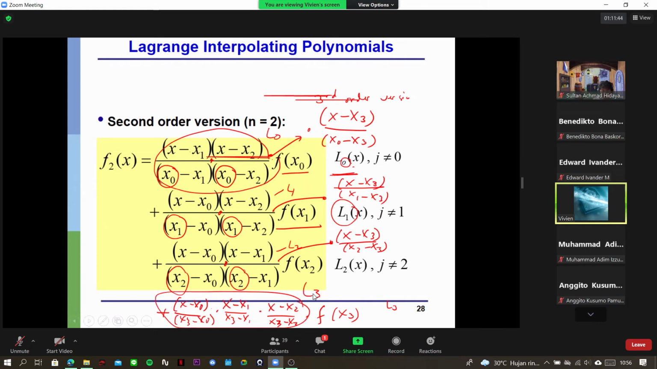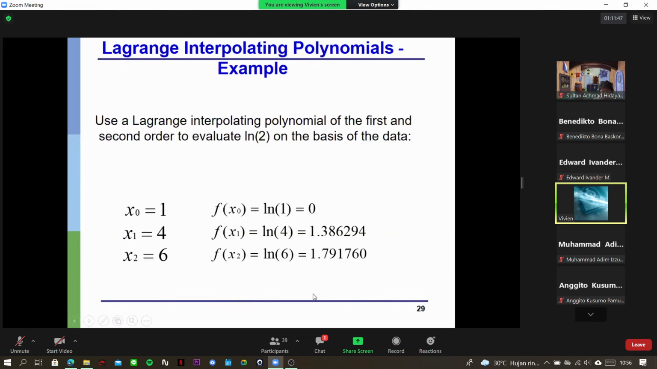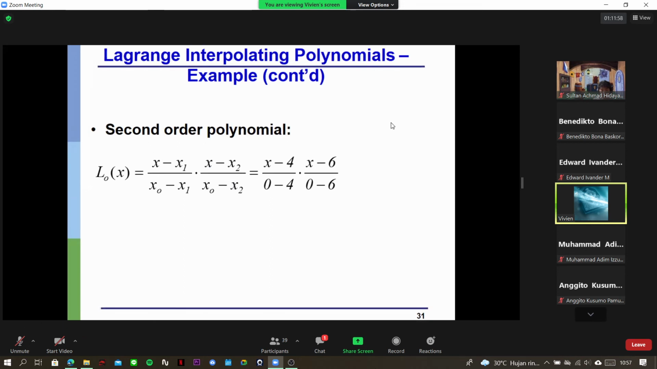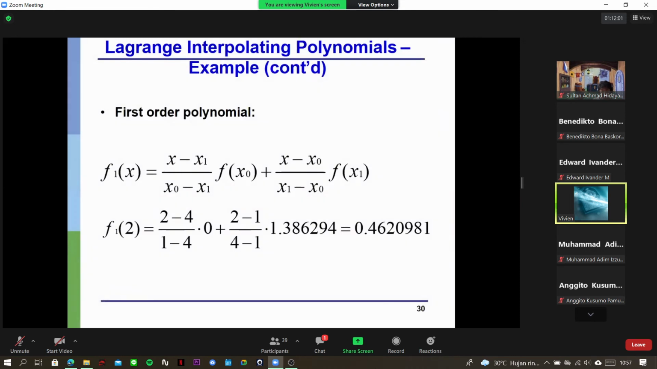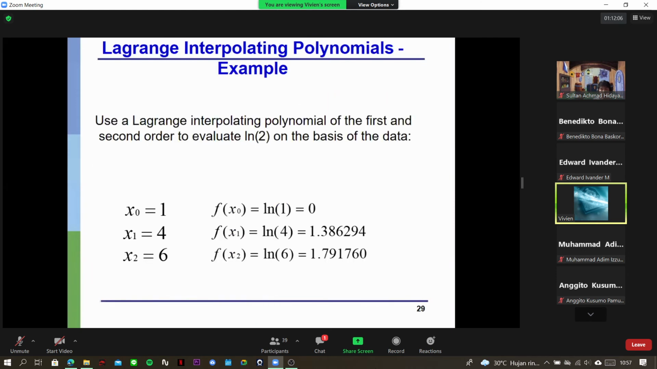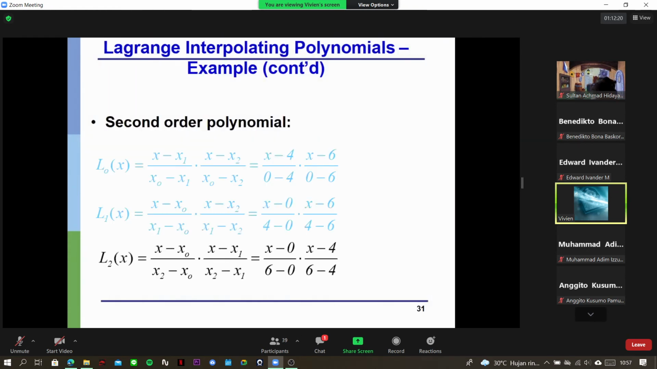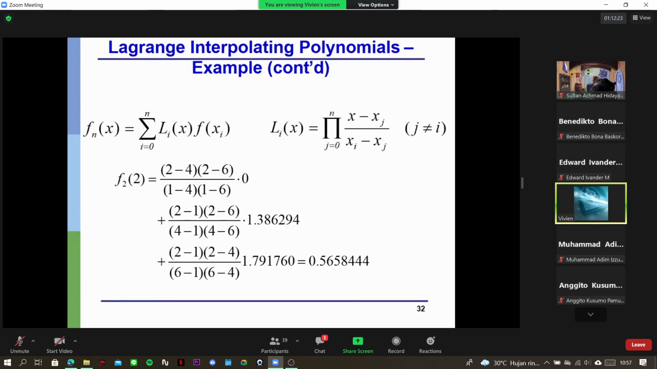So you see the pattern, yeah? And you can read the example here. My battery is already critical, so it's only a few minutes, and for the rest of the time the class will be very short. I think I have uploaded this in the classroom, so you can read the example by yourself. We have the first order and second order examples there, so you can compare the results.